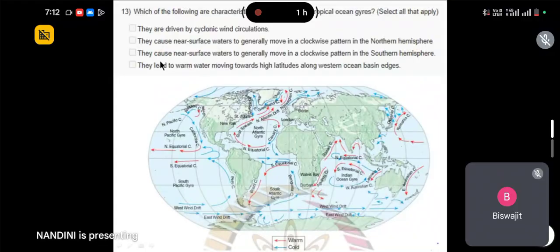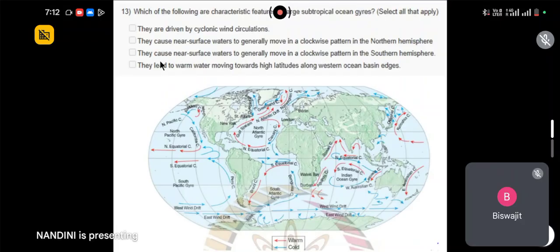Which of the following are characteristic features of large subtropical ocean gyres? So what does it mean by ocean gyres? It is a circulation which basically carries water.